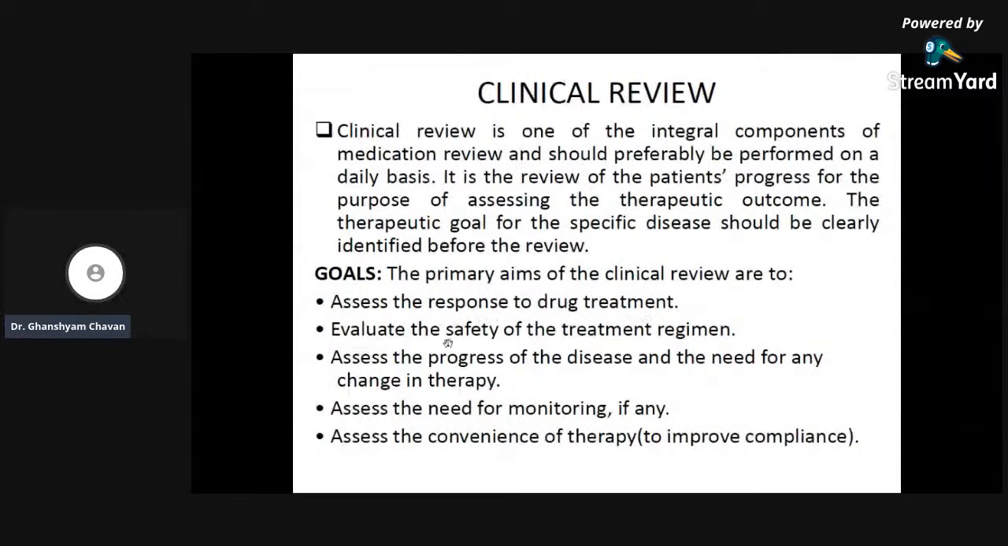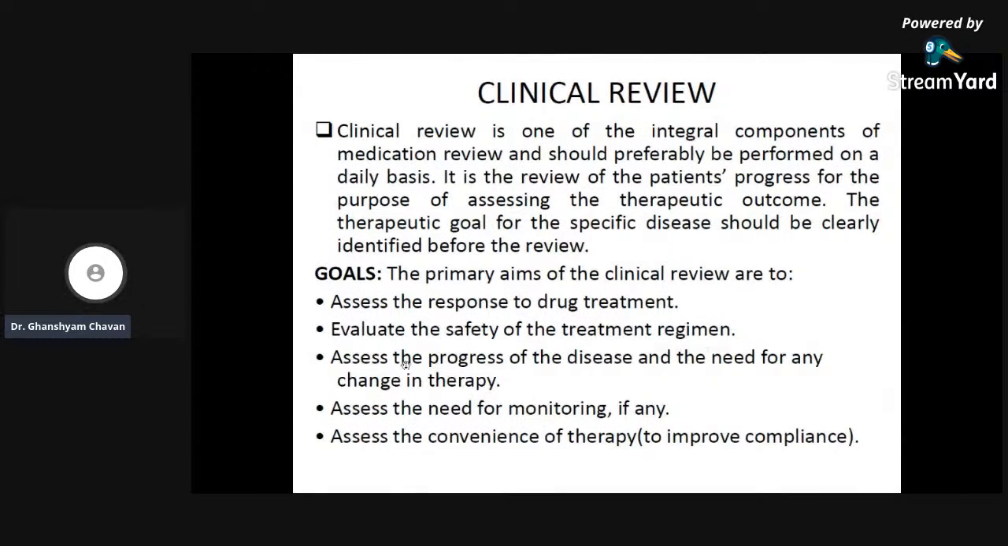Next is to evaluate the safety of the treatment regimen. After giving the drugs, you should ask the patient to come the next day and ask whether they had any complication due to this drug or not. For example, if there is any pain during micturition or urination, if any pain occurs after taking the drug, or if temperature increases, or sneezing or congestion, or blood pressure increases or decreases, we should check. You should ensure that the drug is safe. If the drug is safe, then you should continue your therapy.